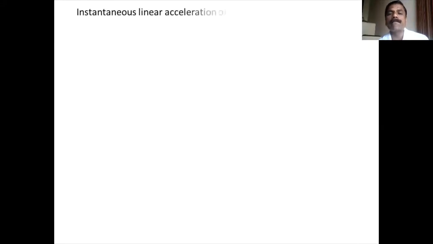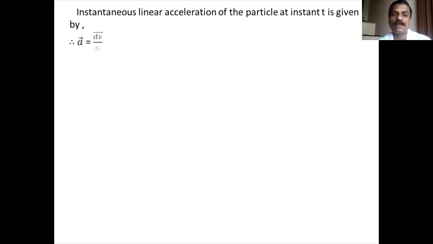Now we can find the acceleration of the particle. It is called the instantaneous linear acceleration.